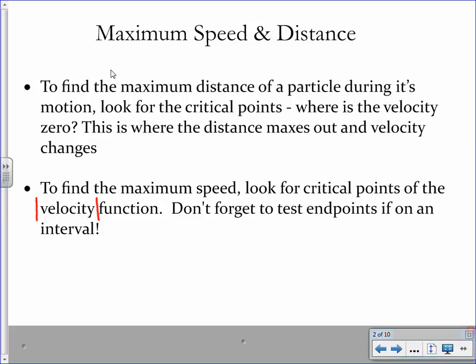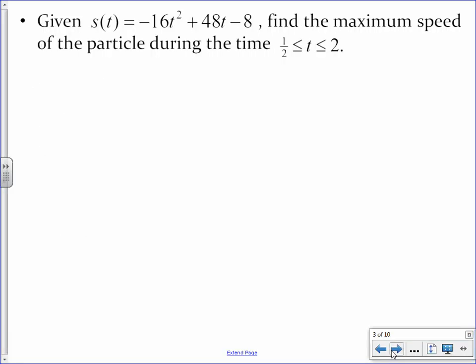So we're going to do a maximum speed example, and then we will get into our free fall motion. Free fall is essentially what we're doing today, but I wanted to add in these maximum ideas. Okay, so I want the maximum speed of this equation. Look at that, it's the same one. But this time I want it on an interval just from 1/2 to 2.